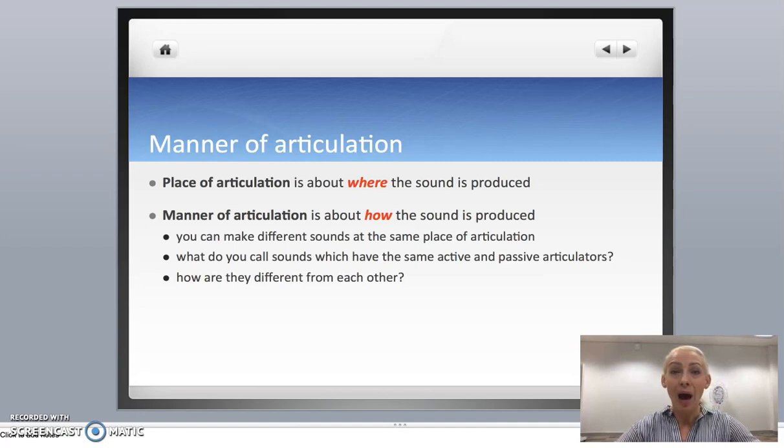So how are they different? And the difference between them is in manner of articulation. So we can describe sounds by talking about where they are produced, but we can also describe them by talking about how they are produced.